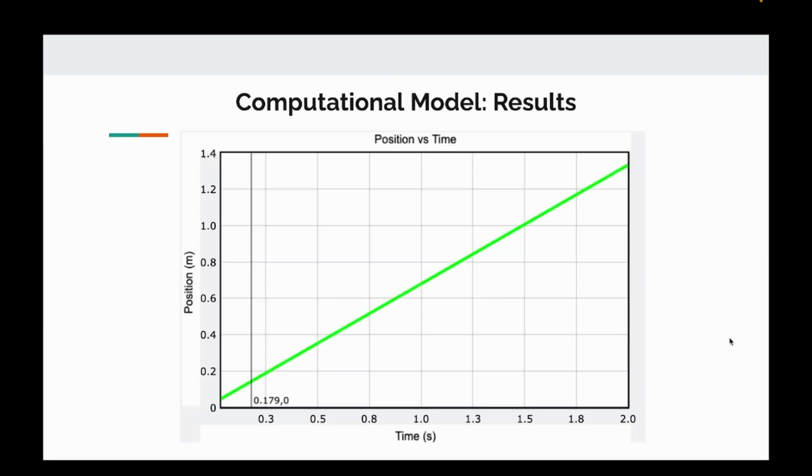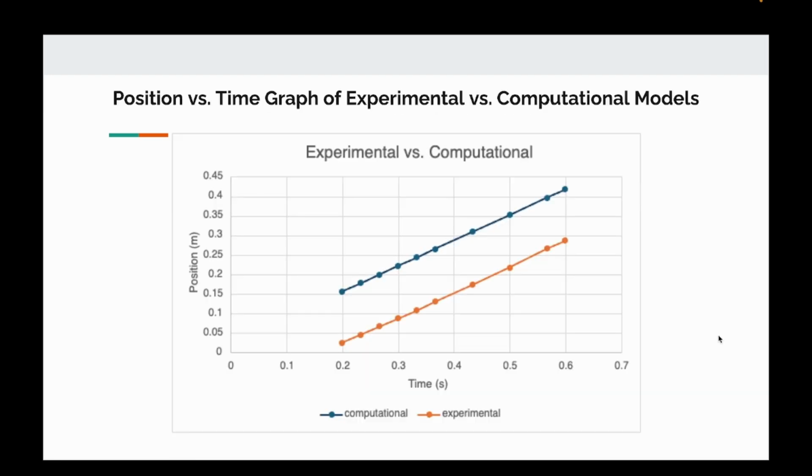So here's the results of the computational model. As you can see, the line looks very similar to the experimental model, but you're going to see that when they're compared, the computational model far overshoots the experimental model.